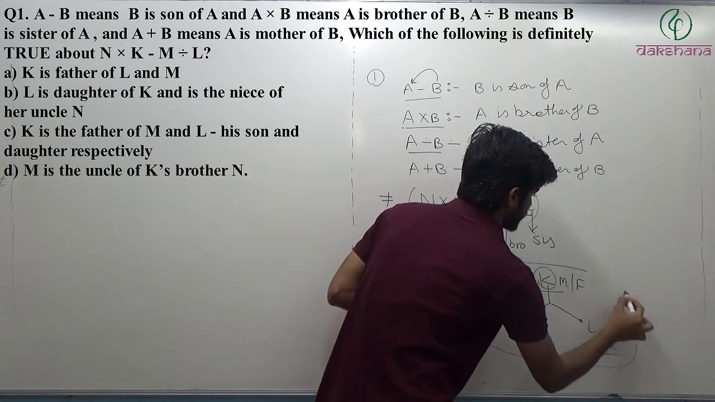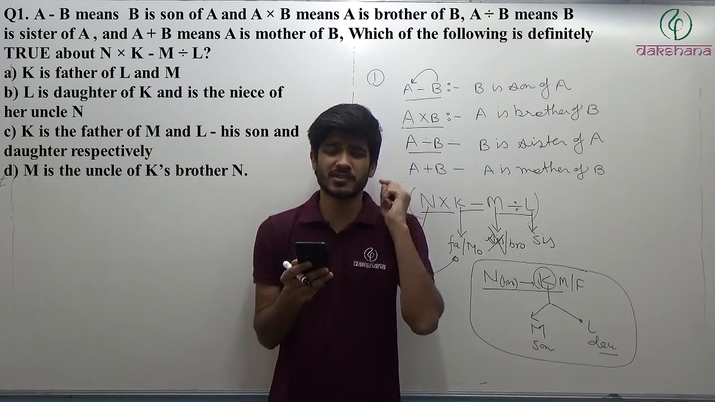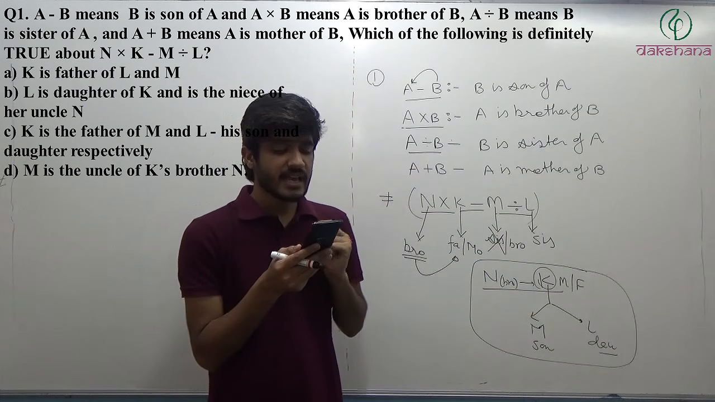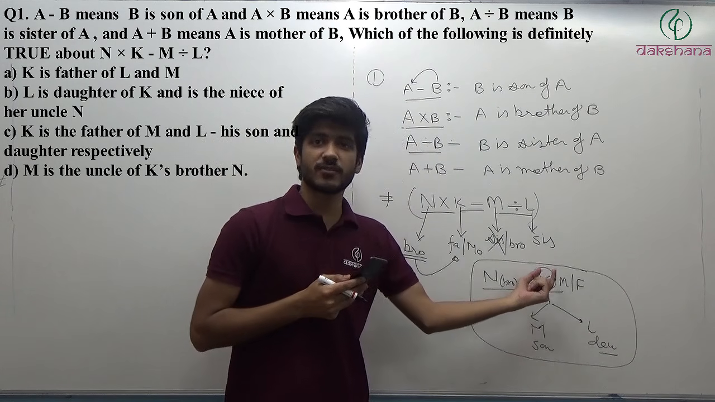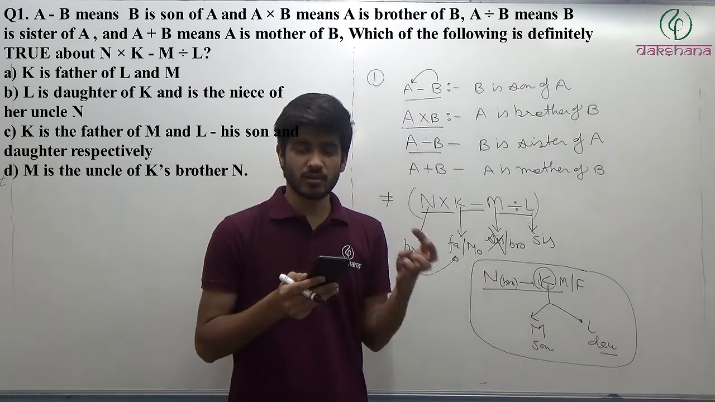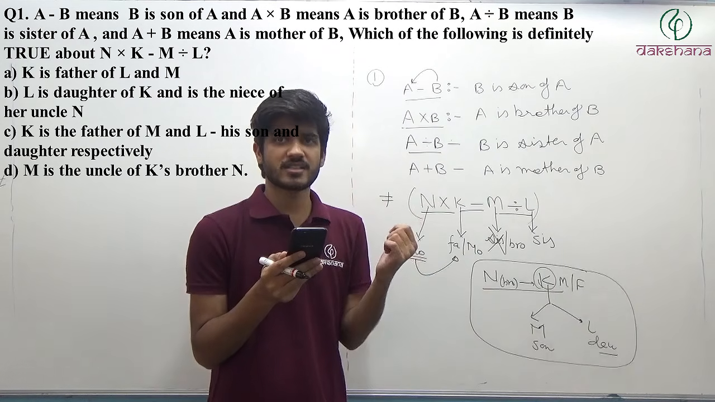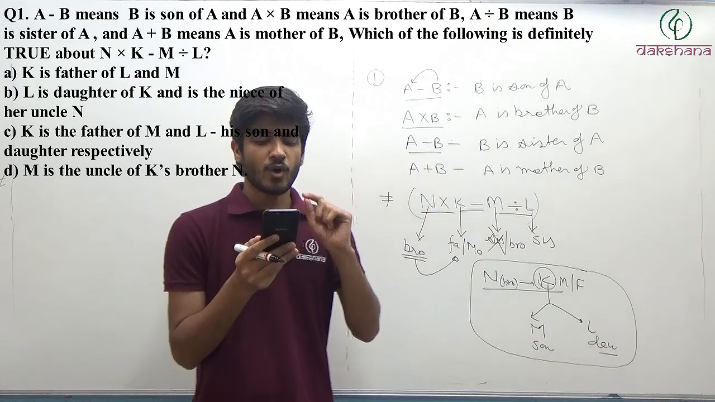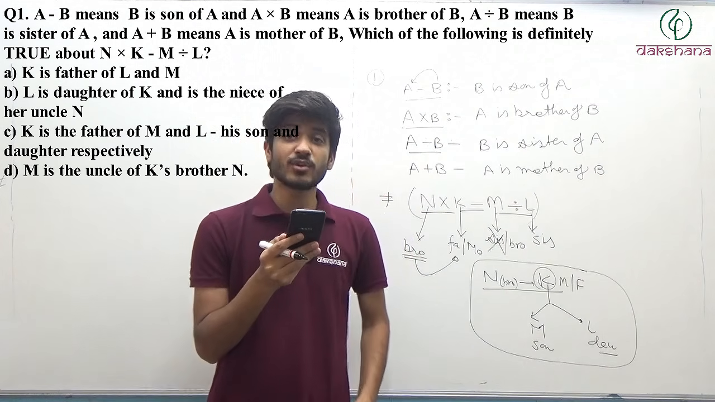Okay, this is the information, and this is the tree that we have got. Now you can directly go to the options and find out which one is true. The very first one says K is father of L and N. No, we still don't know if K is the father or the mother. The gender is still unknown, so you cannot say for sure that K is the father. It doesn't necessarily have to be true. So A is wrong.